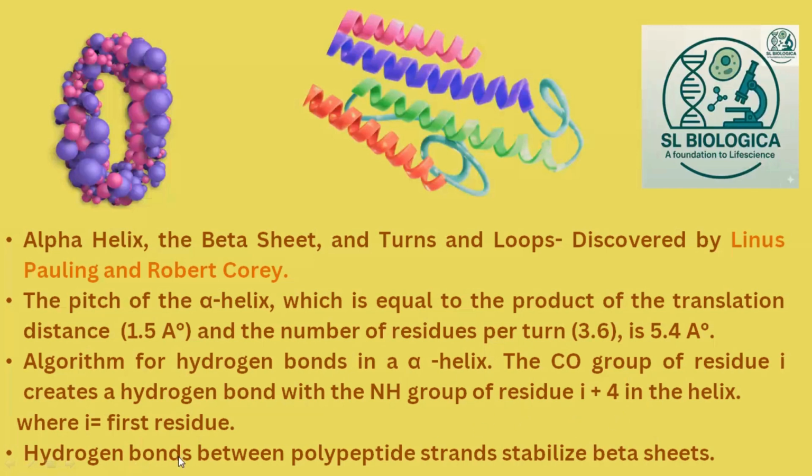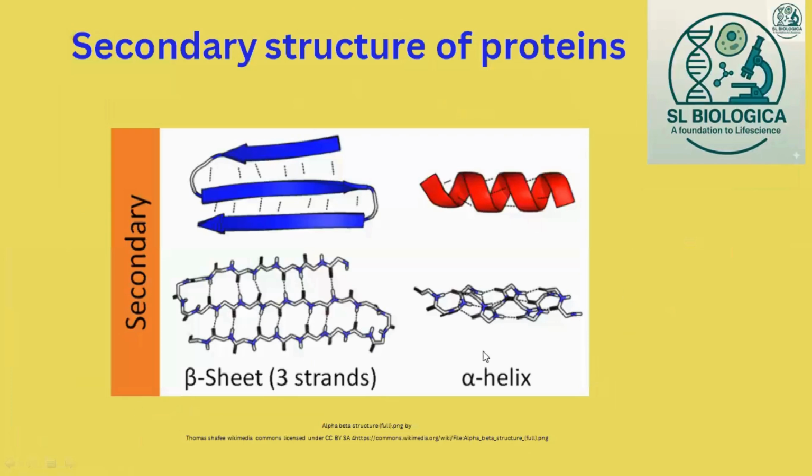Hydrogen bonds between polypeptide strands stabilize the beta sheet. The alpha helix is a single strand structure, while the beta sheet exists as a sheet-like structure. Here we can see intra and inter hydrogen bonding. In the alpha helix, we can see intra-chain hydrogen bonding.